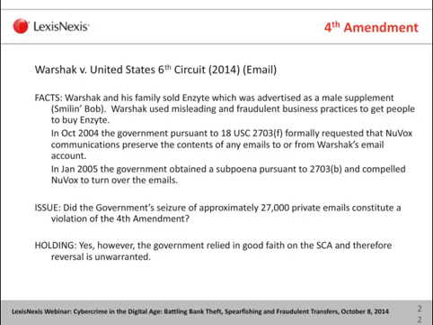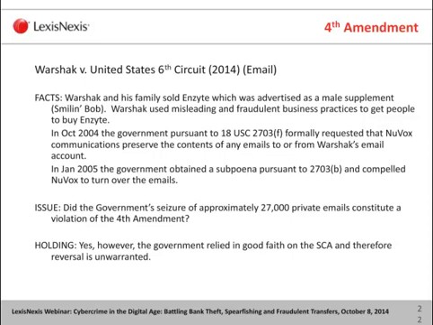Anyways, the government was going after Mr. Warshak here, and they wanted to get access to his email. His emails ran through NuVox Communications, and in order to get his email, the government used a subpoena. Mr. Warshak challenged that. He said the government's seizure of approximately 27,000 private emails constituted a violation of the Fourth Amendment. And the court agreed. They said, if you want to get those emails, you need a warrant. A subpoena is not going to be sufficient.